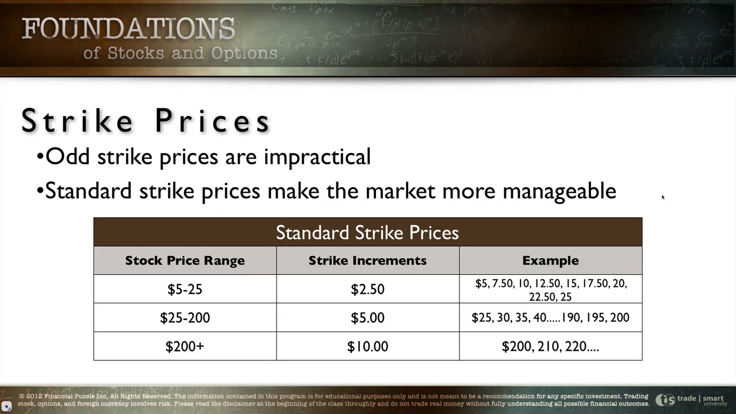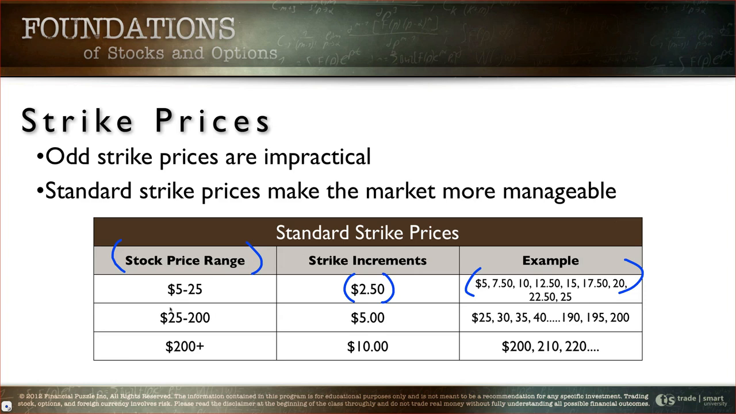All right, here are the standard strike prices as a whole. Generally speaking, stocks that are less than $5 are not optionable, so you don't have to mess with those. Stocks trading in a price range of $5 to $25 are generally going to have strike prices in $2.50 increments. So, for example, you would have a $5 strike price, a $7.50 strike price, a $10 strike price, $12.50, all the way up to $25. Now, when you get to 25, the strike prices change, and you go from 25 to 30, 35 to 40.